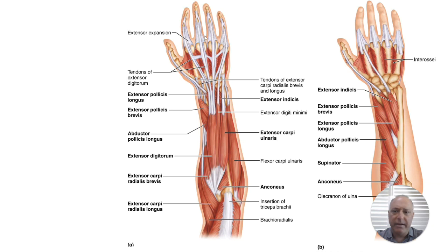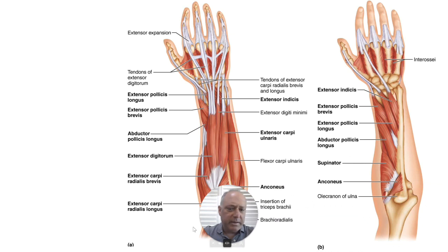Okay, we take a look at the pronated hand. We've got our extensor pollicis longus, extensor pollicis brevis, abductor pollicis longus, extensor digitorum, extensor carpi radialis brevis, extensor carpi radialis longus, anconeus, extensor carpi ulnaris, and the extensor indicis. Now with these muscles, you can take apart the name and indicate its function.